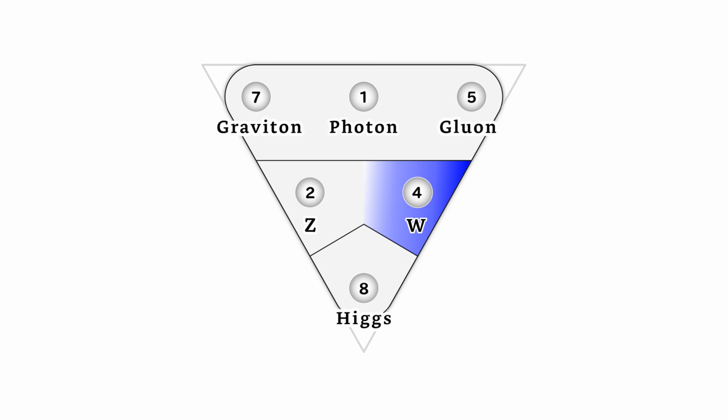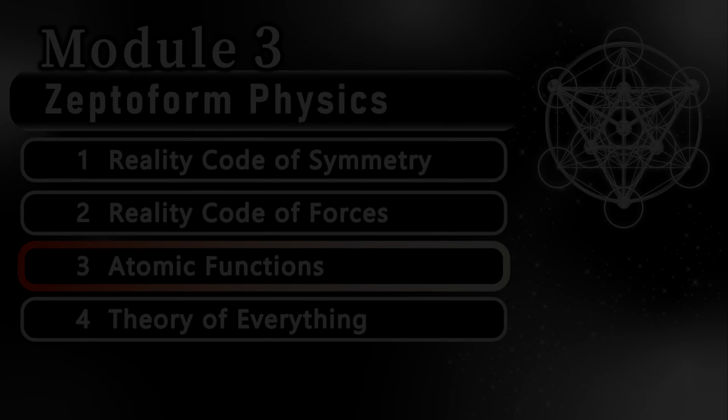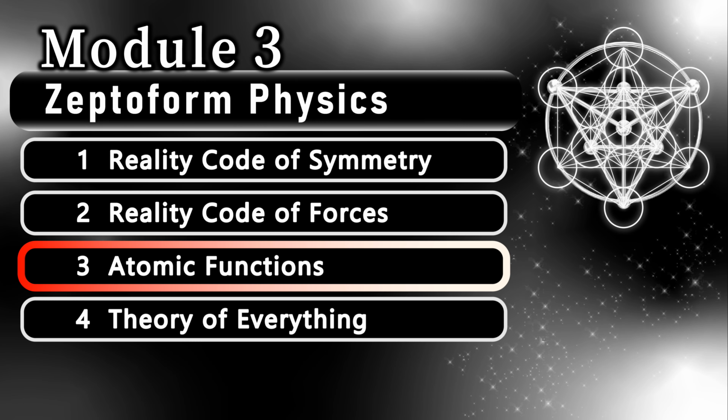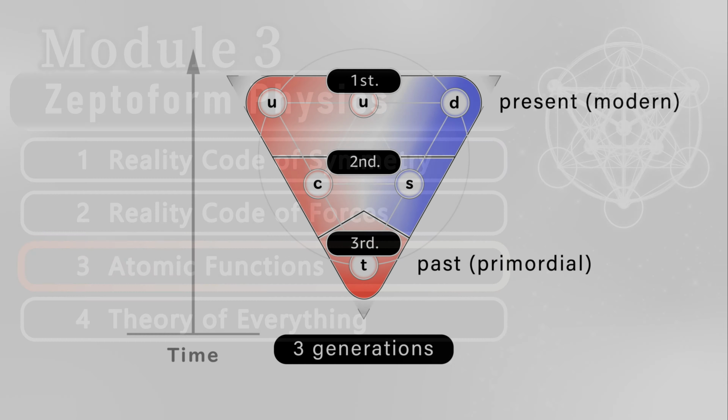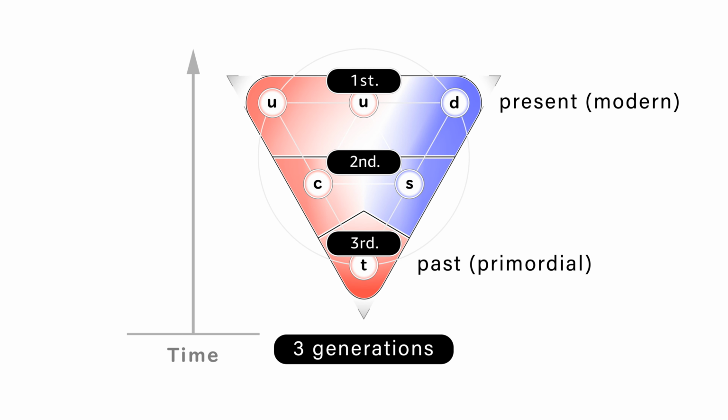In this section, we have discussed the isomorphism between personality types and bosons. Module 3, Section 3, Atomic Functions. This figure was mainly discussed in Section 1.